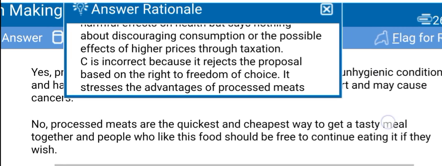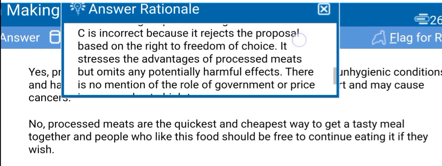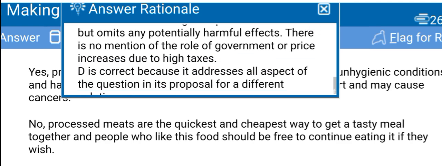Again, C is the incorrect option because it rejects the proposal based on the right to freedom of choice. It stresses the advantages of processed meats but omits any potentially harmful effects. There is no mention of the role of government or price increase due to high taxes.